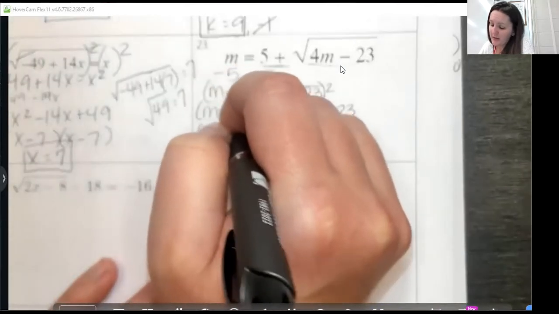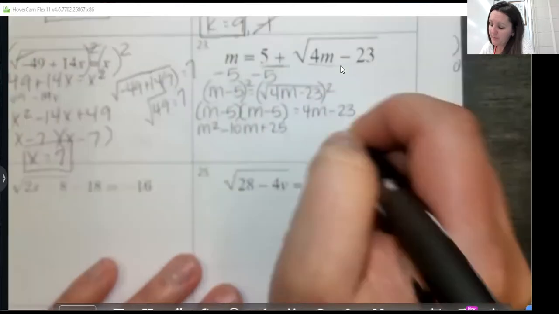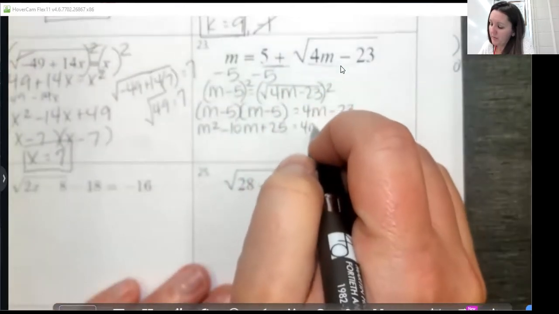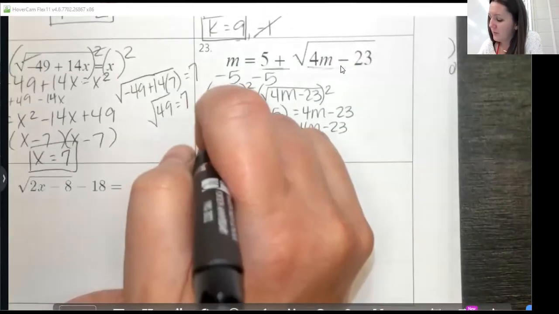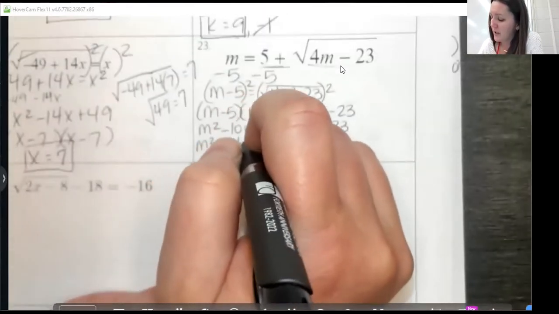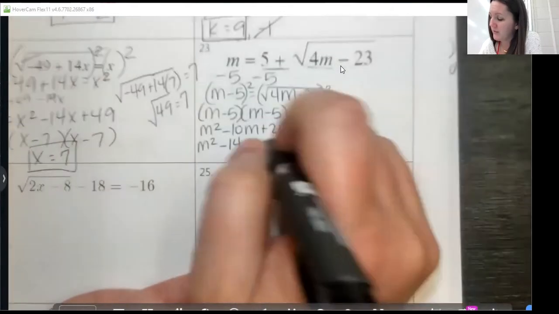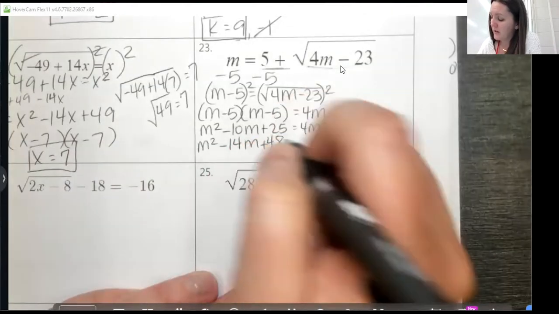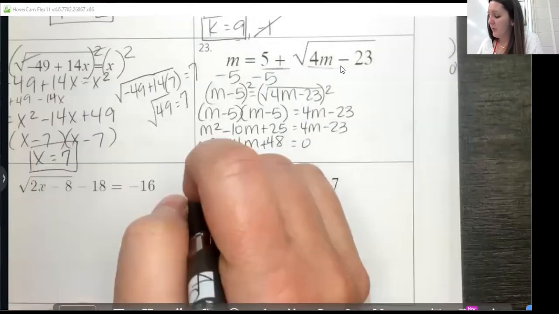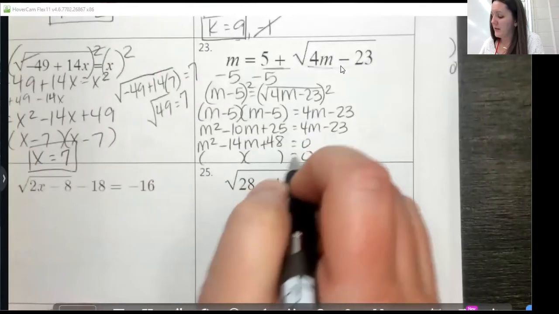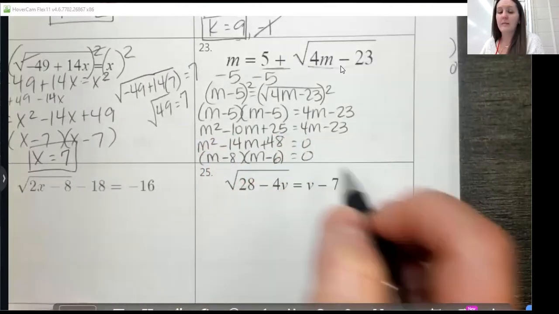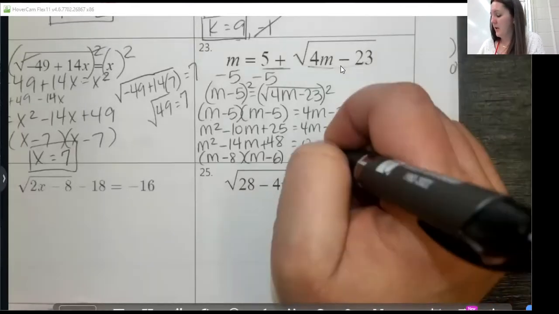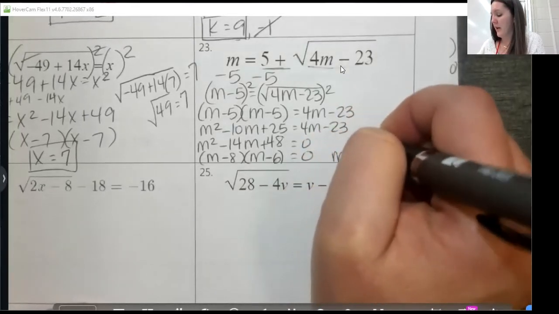We're going to FOIL. So we have m squared minus 10m plus 25 equals 4m minus 23. I'm going to get everything on one side and try to factor. So this becomes m squared minus 14m plus 48. So what multiplies to get 48 and adds to get 14? I say negative 8 and negative 6. And so m equals positive 8 and positive 6.